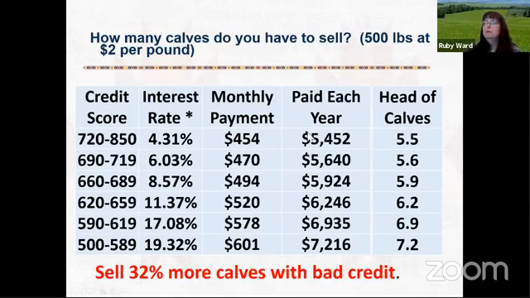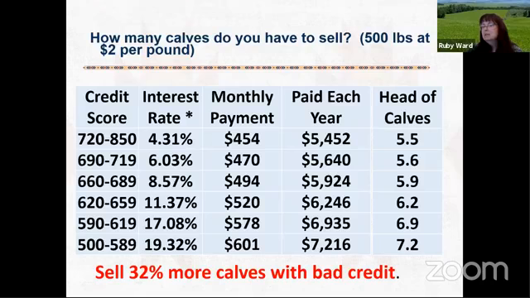Again, in that app, each one of these lines would be a different set of those four boxes that we put the information in for. Then it would come down at the bottom that you need 5.5 calves if your interest rate is 4.3%, but if it's 19%, you'd need 7.2 calves. That's 32% more calves with bad credit. It may not be that you can get yourself to the highest credit score, but if we can get a little bit better and get perceived as a little bit less risky, that can make a difference over time for a lot of things.